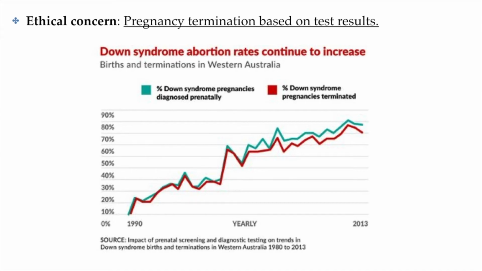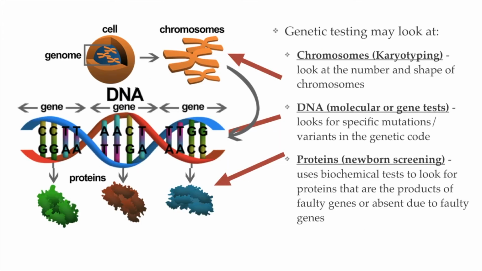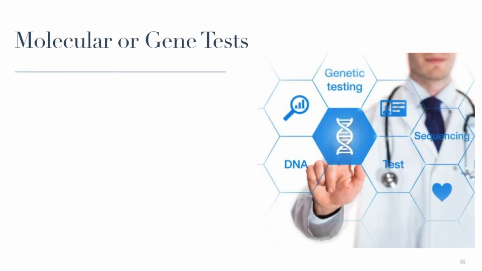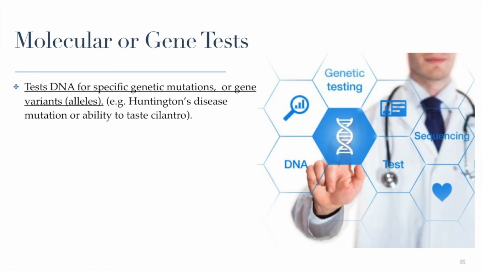Okay, so let's take a look at how we look at the genes themselves, molecular or gene tests. Molecular or gene tests are basically tests that are done on the DNA itself. They test for either very specific mutations or gene variants, which we call alleles. Now, why do I make the distinction? A mutation is a mistake. So a mutation will lead to a genetic disorder, whereas a gene variant is just a different code for the gene. And sometimes gene variants can lead to some genetic disorders, but sometimes gene variants can lead to things like the inability to taste cilantro.